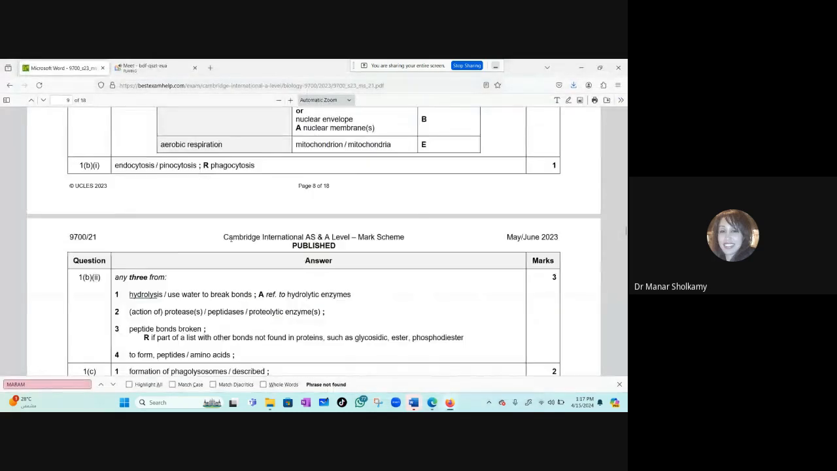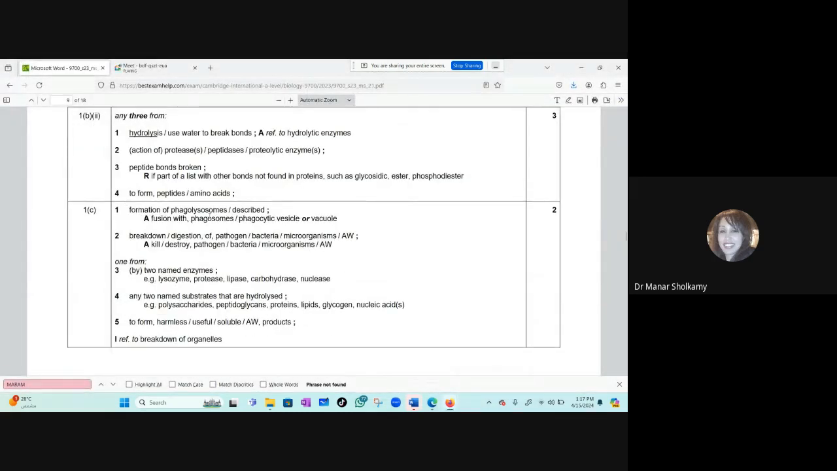Okay, so let me show you. If we go to the mark scheme, here they want the phagolysosomes described, accept fusion with phagosomes, phagocytic vacuole or vacuole. So they wanted the steps of what? Phagocytosis. They did not say directly. We said all this, breakdown or digestion of pathogen bacteria, we will kill them. You will name two enzymes, you will name the substrates that are hydrolyzed to form harmless or useful soluble products. So we said that, but it did not cross our mind to write the steps of phagocytosis, even though this is what they wanted. And it's one of the main parts of the answer. 1 and 2 have to be there, and 3, 1 of 3, 4, 5.